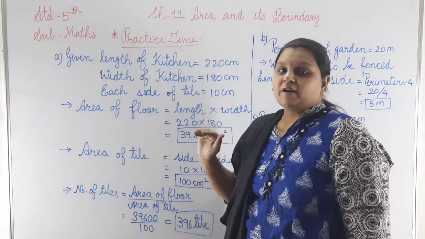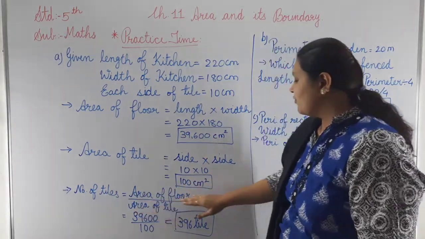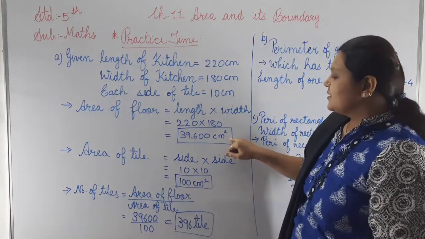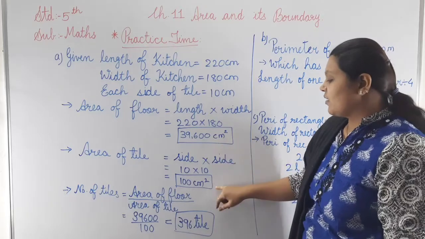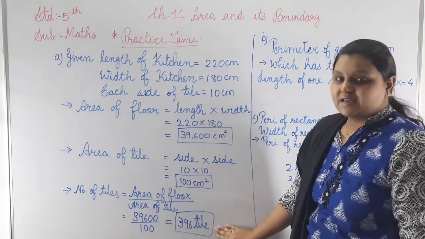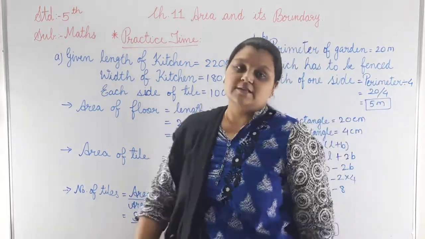Now we have to find out the number of tiles he needs. So area of floor upon area of tile, that is 39,600 divided by 100. So 396 tiles. He will require 396 tiles.